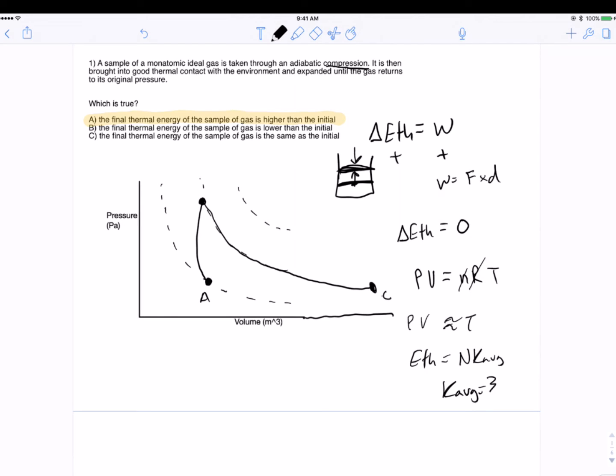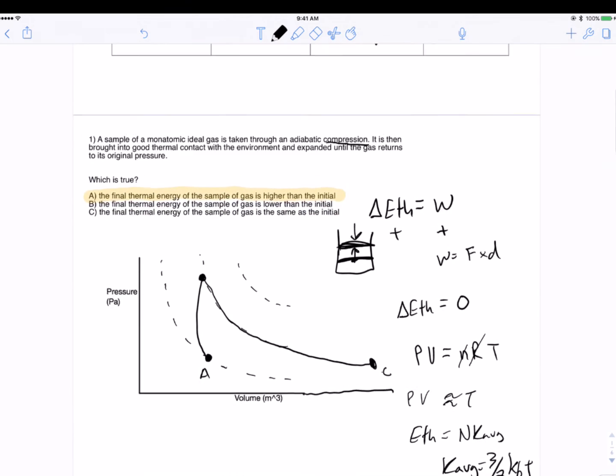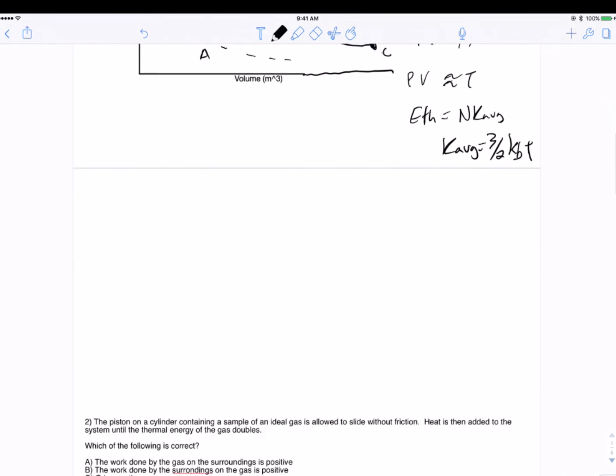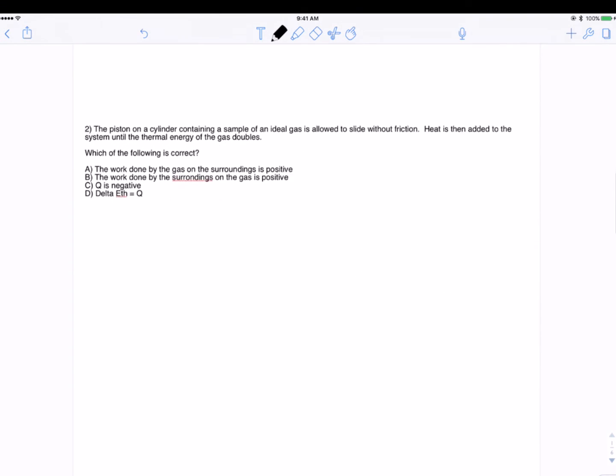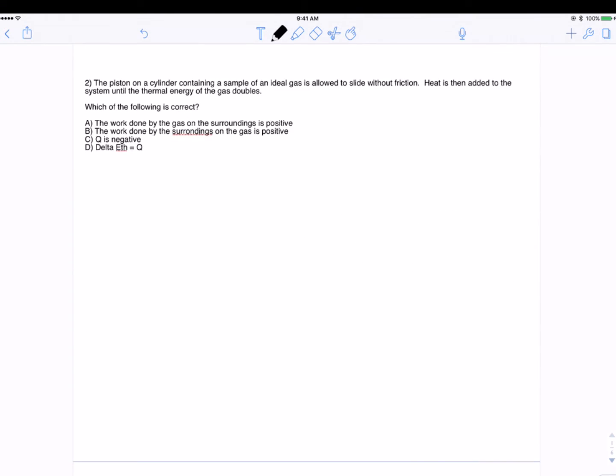So let's go ahead and move on to our next problem. Now we have a piston on a cylinder containing a sample of ideal gas, and the piston is allowed to slide without friction. Heat is then added to the system until the thermal energy of the gas doubles. Which of the following is correct?